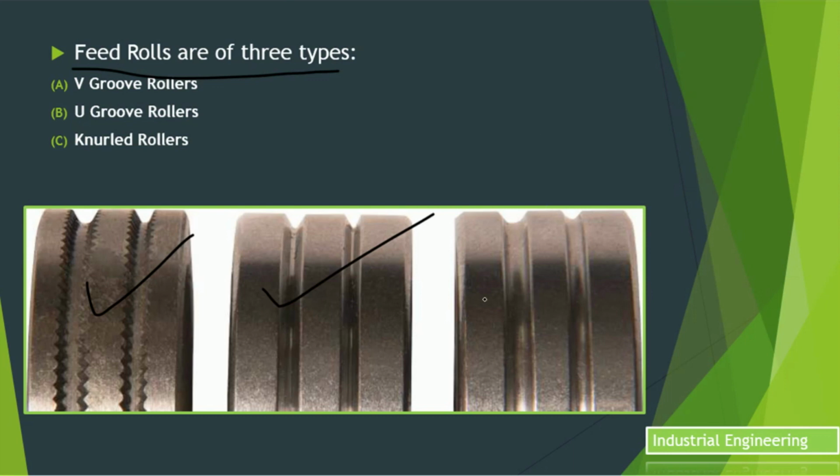And the third one is the U-groove roller. The U-groove rollers are used for soft wires such as aluminium. This type of wire can easily deform its shape, making poor current pickup at the contact tip.